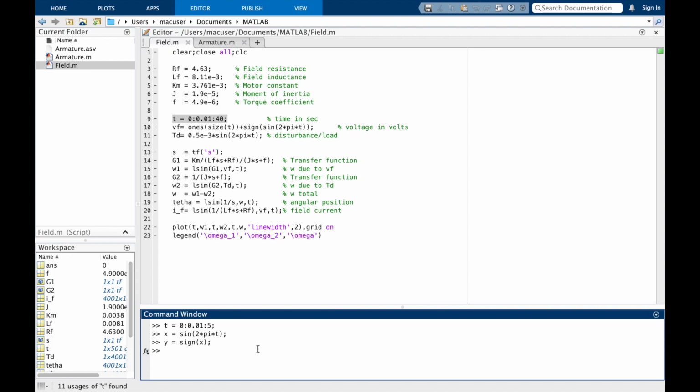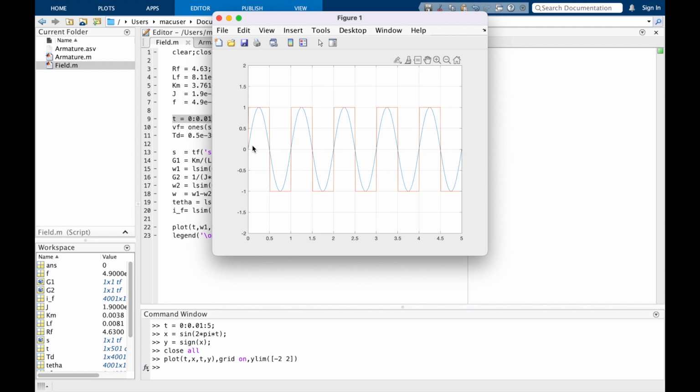Okay, now I want to show you how they appear. Let me close all first. t comma x comma t comma y, grid on. And then the y limit, the limit of the y-axis, is from -2 up to 2. Okay, so have a look. This is the sinusoidal function, and this is the signum function of the sinusoidal function. So it creates a rectangular signal, something like this.